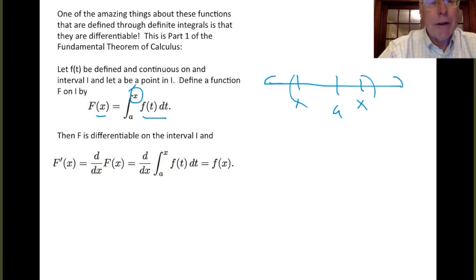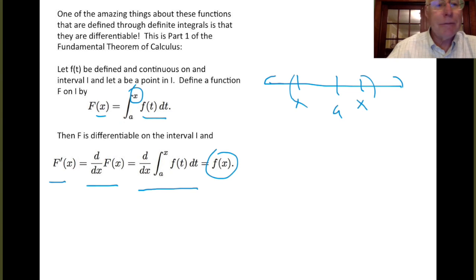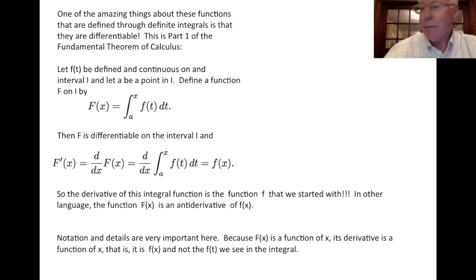Now, so again, if little f is continuous, we define a function this way, then the function capital F is differentiable on this interval I, and its derivative, capital F prime, or d dx of the integral from a to x of f of t dt, is little f. Wow. So we just got back that little f that was inside the integral. So this means the derivative of this integral function is the original function little f that we started with. In other words, capital F of x is an antiderivative for little f of x.